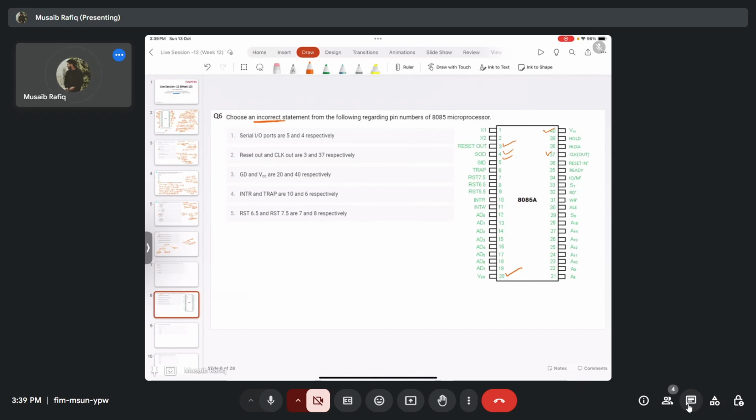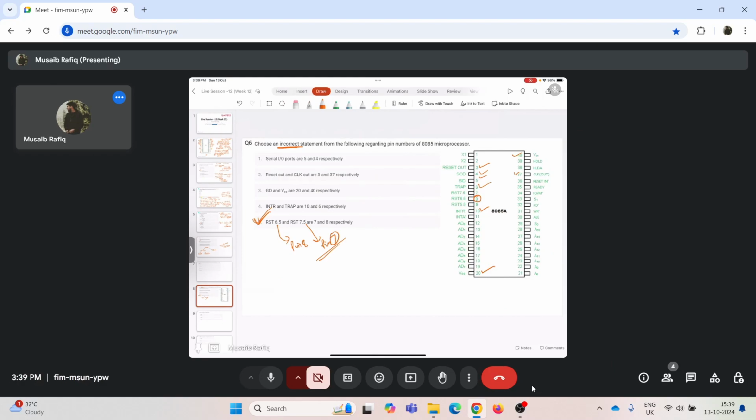It's also correct. INTR and trap are 10 and 6. INTR is 10, trap is 6. Reset 6.5 is 7. No, reset 6.5 is 8. So this option is incorrect. This is pin 8, this is pin 7. So this was the correct option. For question number 6, the fifth option was the correct option.